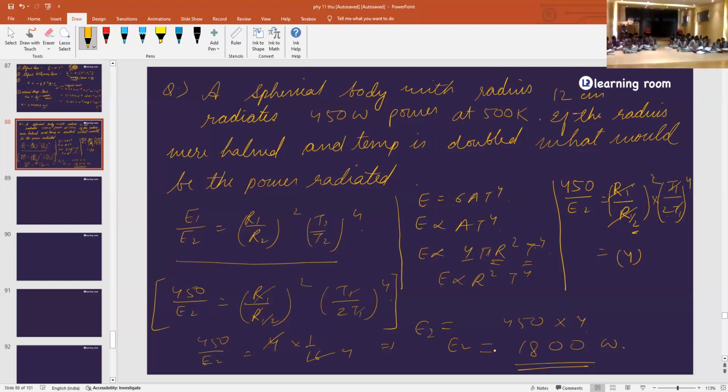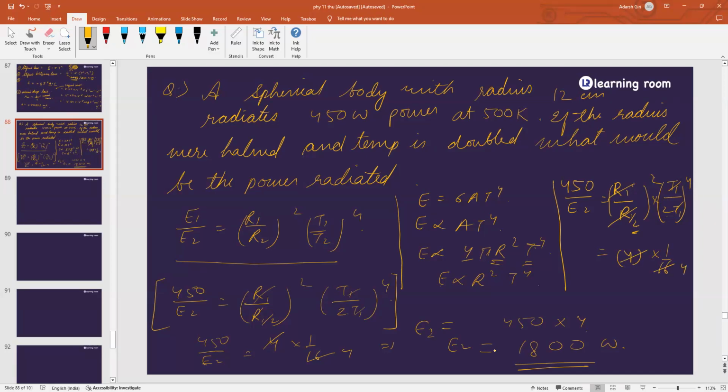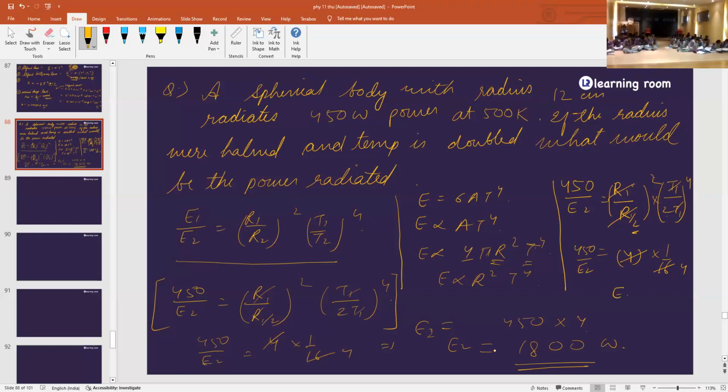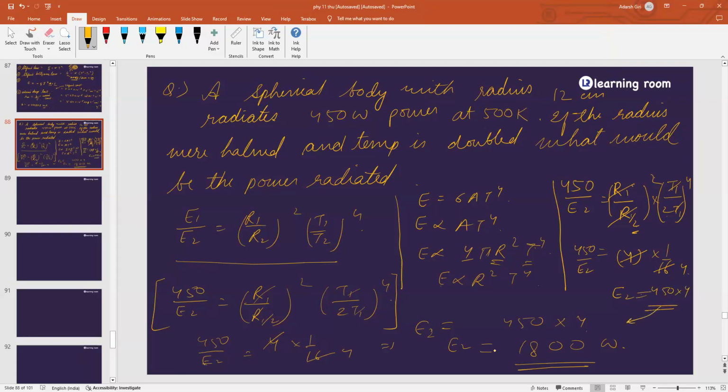Okay. So this 4 cancels 16 by 4. This is 450 upon E2. So E2 will be what? This 4 goes there. 450 into 4. That's it. That is 1800. Now understood? Did you get it? Understood or not?